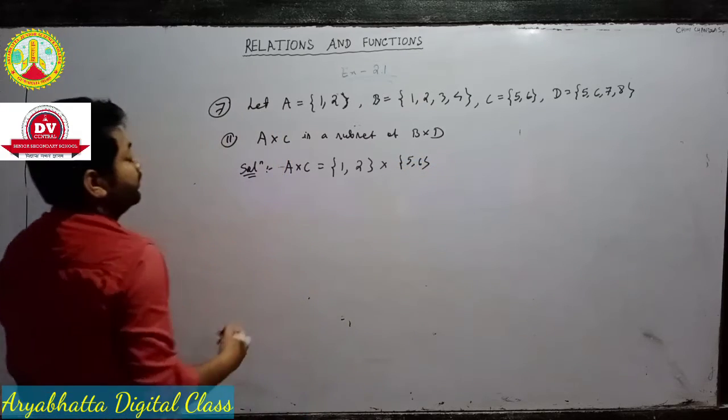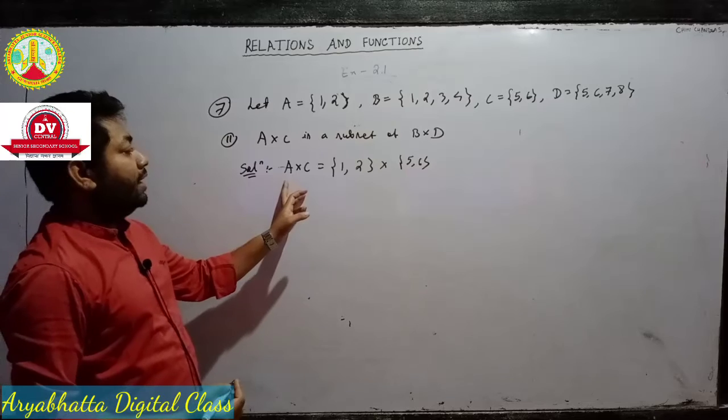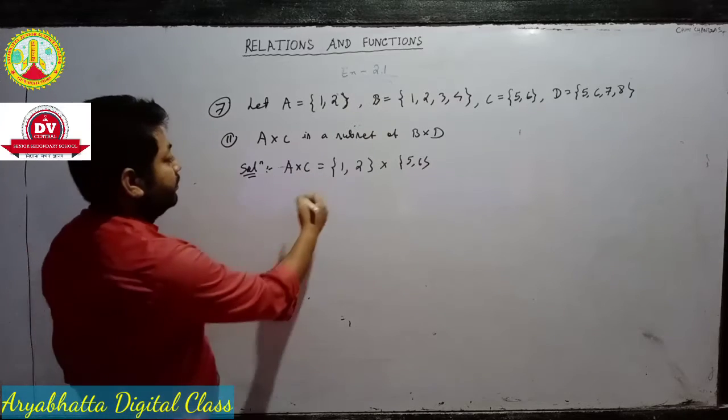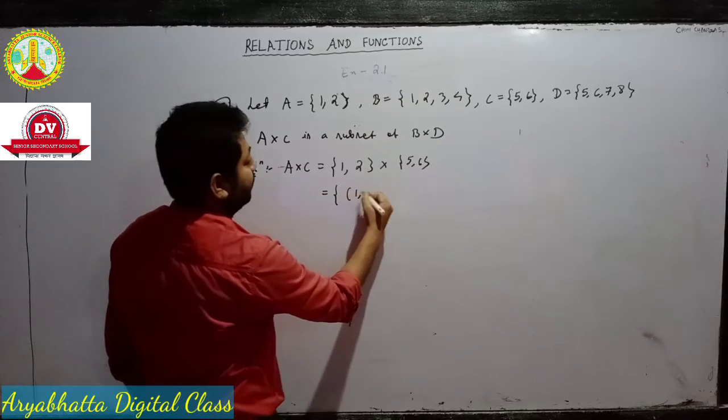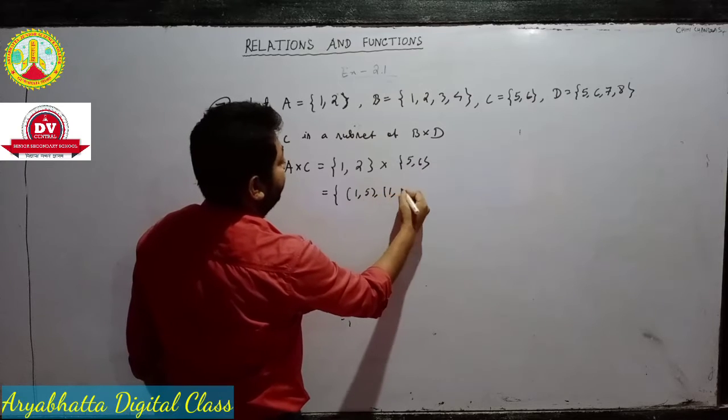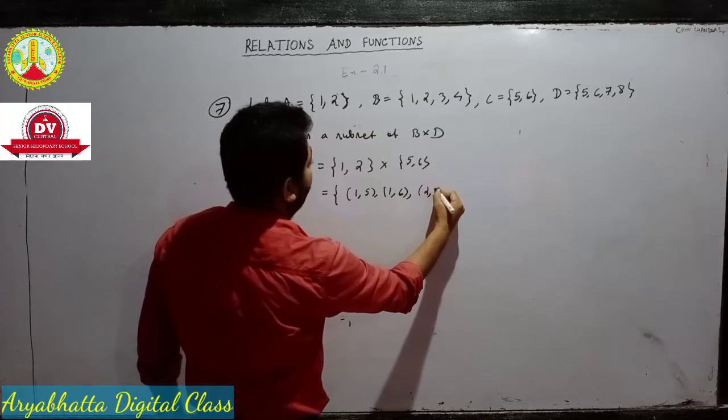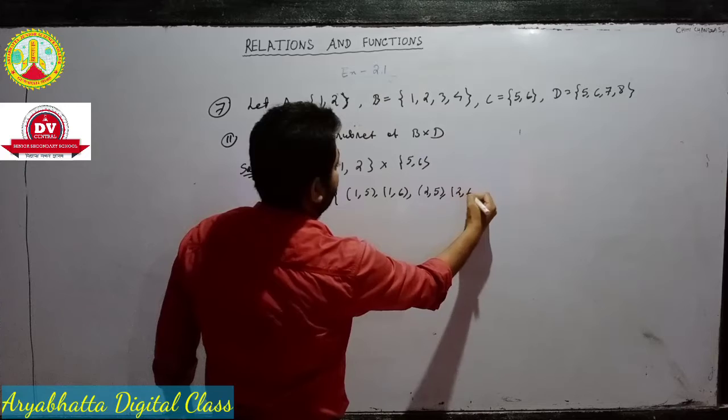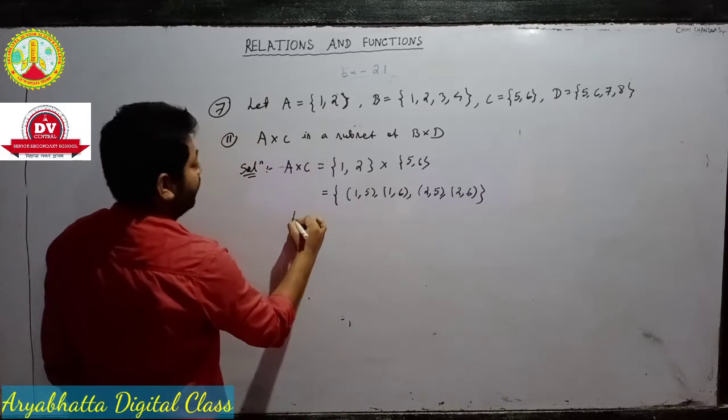A cross C means the Cartesian product of the set A with set C. This is equal to {(1, 5), (1, 6), (2, 5), (2, 6)}.